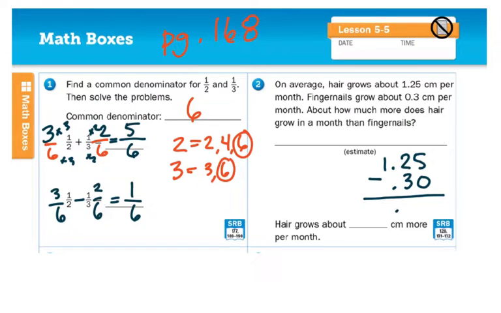Bring my decimal point straight down. 5 minus 0 is 5. Cannot take 2 minus 3, so I'm going to borrow from the ones place. Put that in the tens place. 12 minus 3 is 9. So 95/100ths of a centimeter.